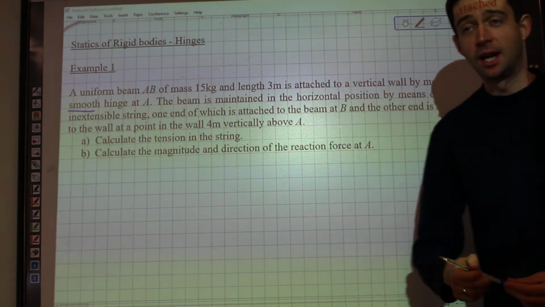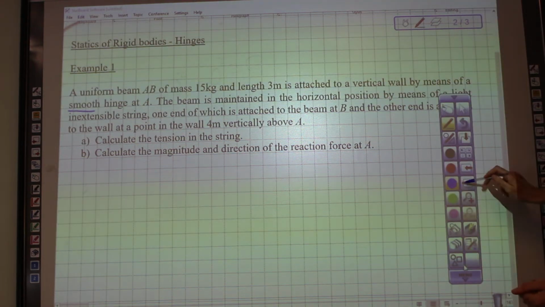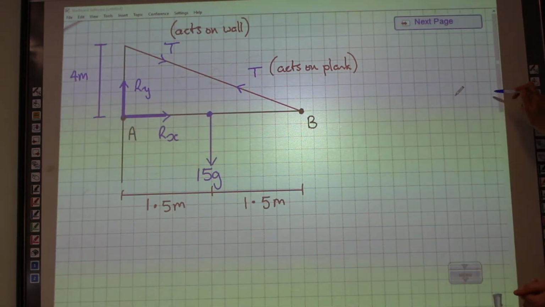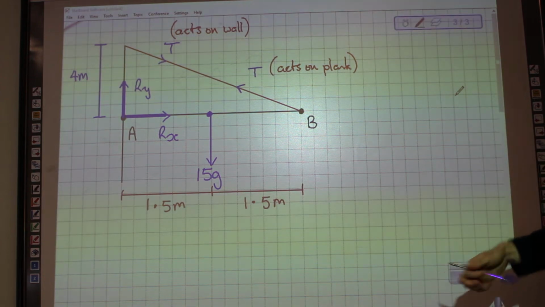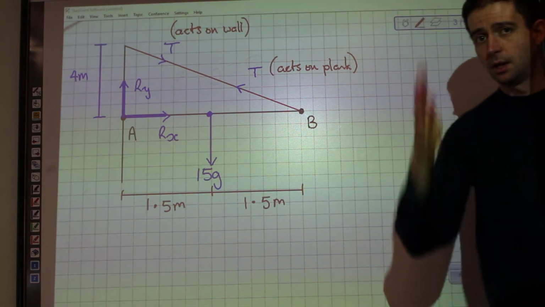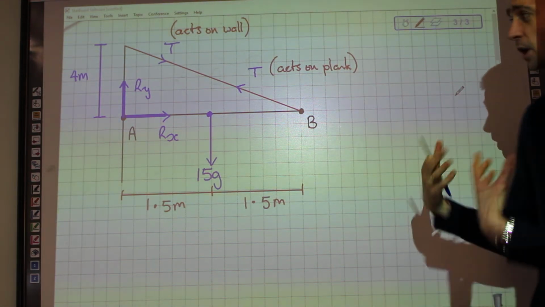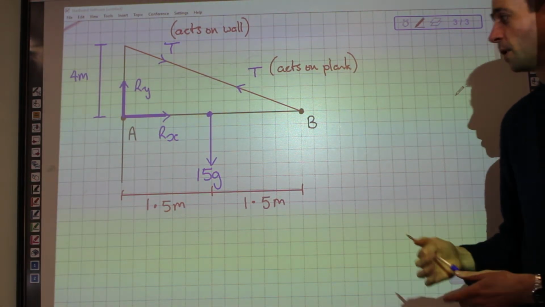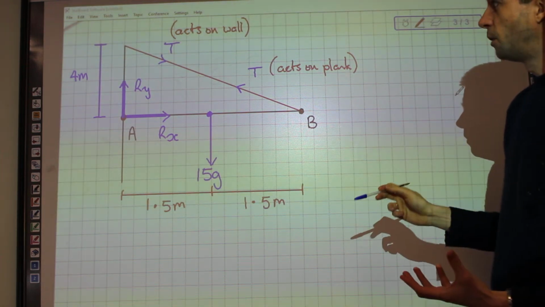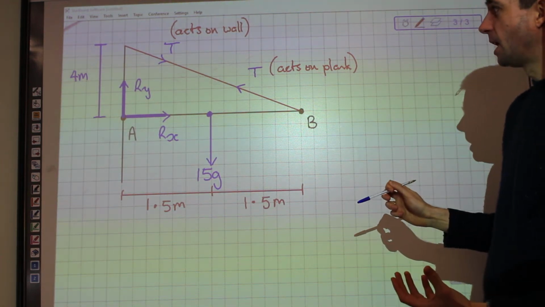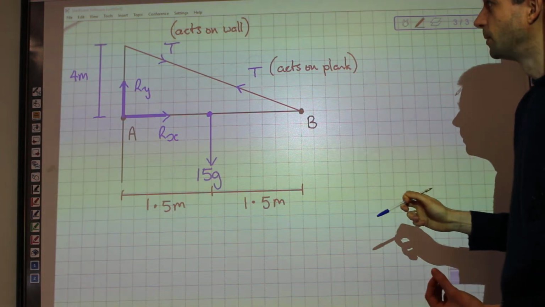And we're being asked to calculate the tension in the string. Okay, well actually, because this is statics, same rules apply. Resolve vertically, resolve horizontally, do some moments. Those three things are going to see you all right. So we're going to start off by trying to find the tension that's in the string.